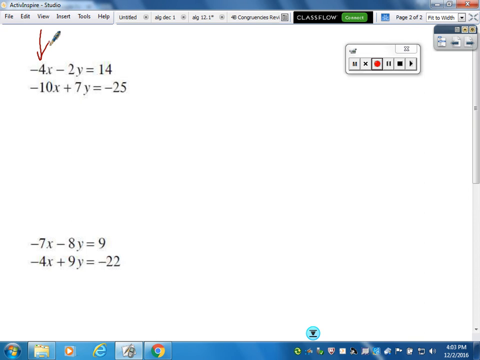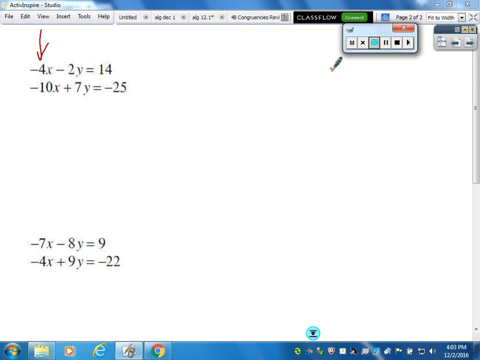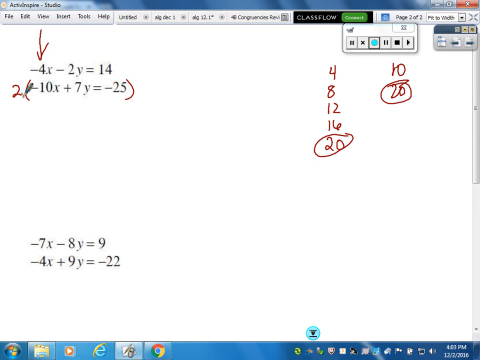So I've got a negative 4 and a negative 10. We need to decide about their multiples. So I've got 4, 8, 12, 16, 20. Wait a second, 20 is a multiple of 10. So I've got 10, 20. We already know which one it is, 20. That means I need to multiply this one by 5, and this one by 2. 4 times 5 was 20.